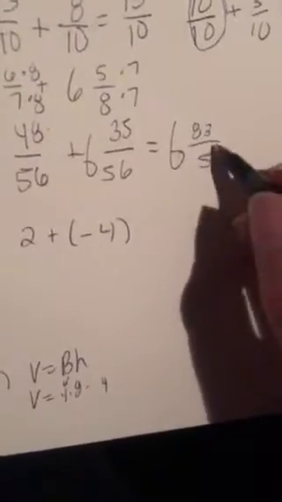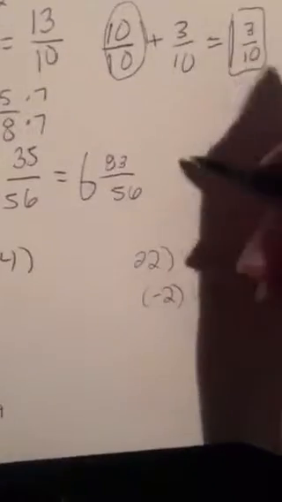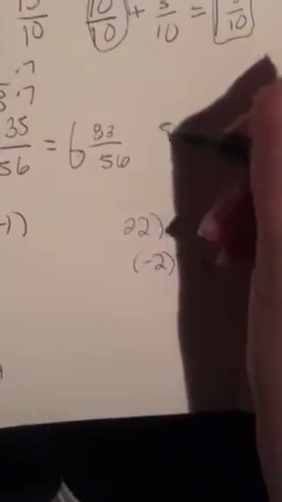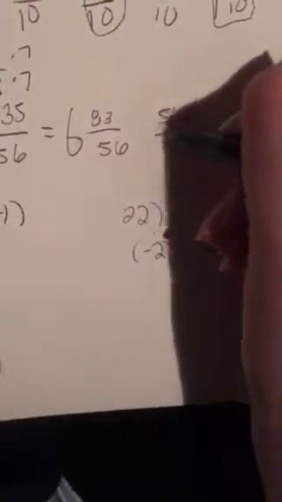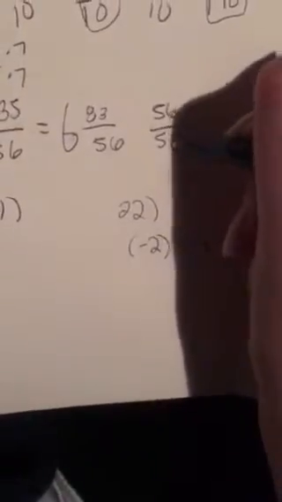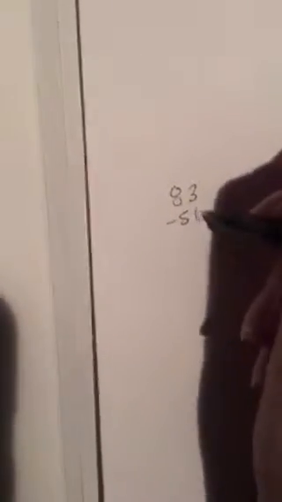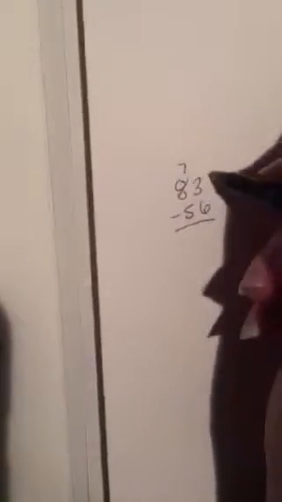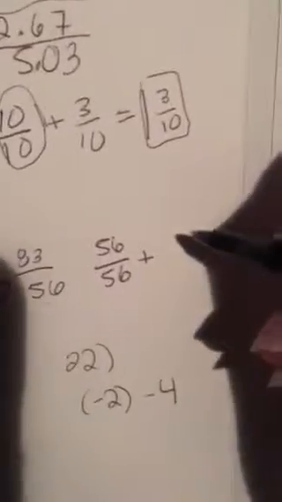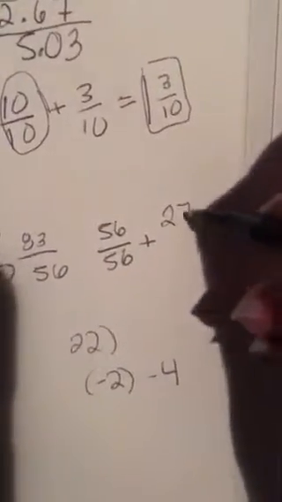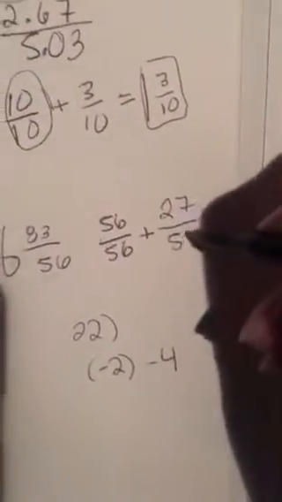So, when I look at this fraction, keep in mind I already have 6 wholes, and I know that 83 over 56 is the same as 56 over 56 plus, if I were to do, let me see, 83 minus 56, plus 27 over 56.